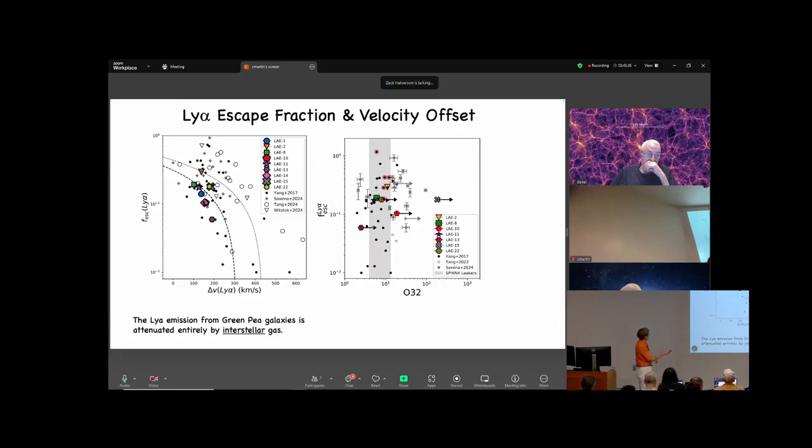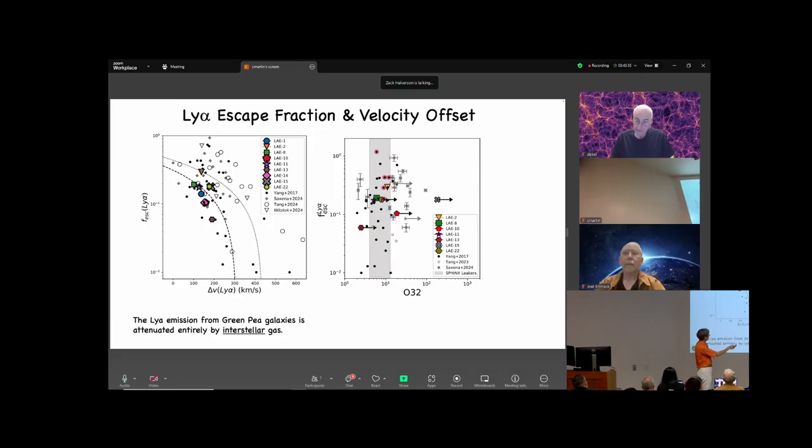And in this study by Wan Yang, you can see all the points here. The ones up at the top with the high Lyman alpha escape fractions and low velocity offsets over in this region tend to be Lyman continuum leakers. In a plot of Lyman alpha escape fraction versus the O32 ratio, which is sensitive to the ionization parameter, the number of ionizing photons per unit gas atom, the green peas that are known Lyman continuum leakers are shown here with the red circles.